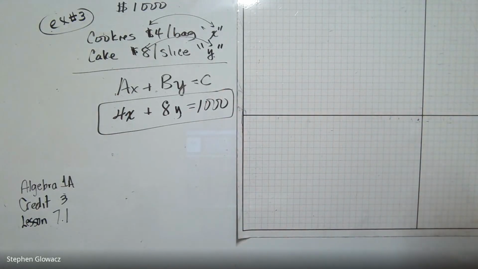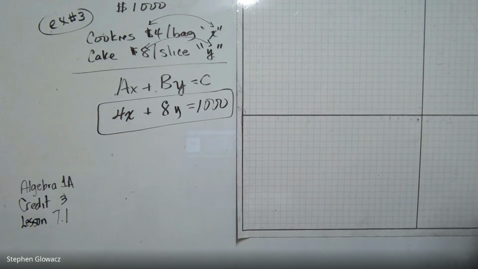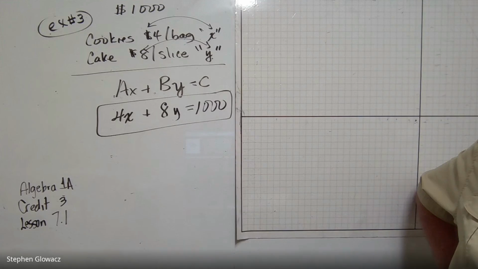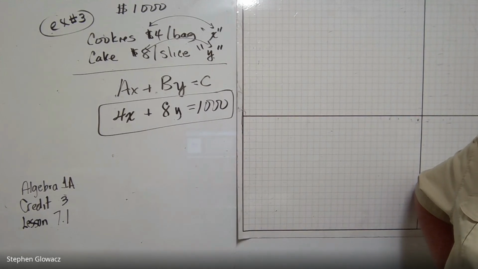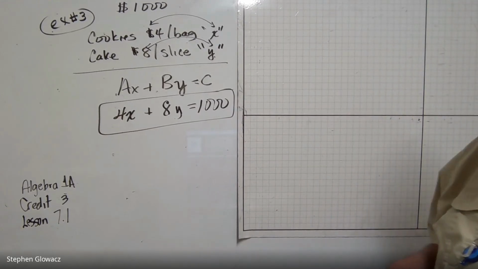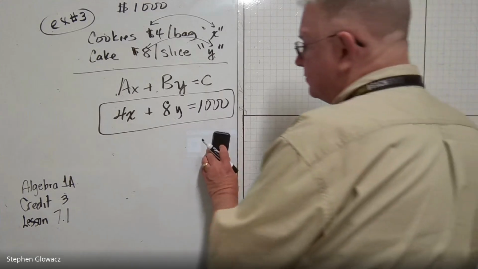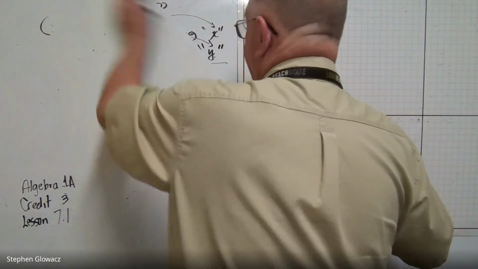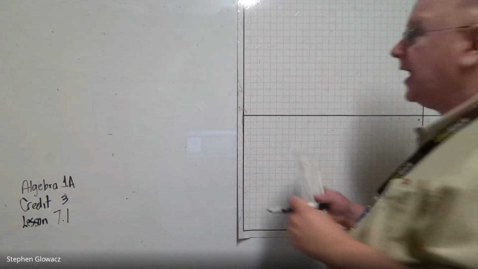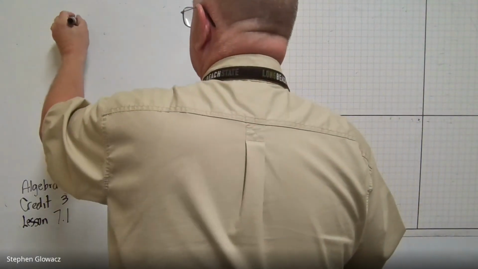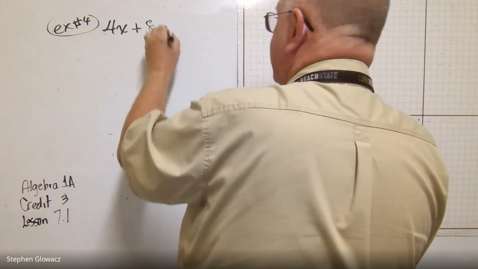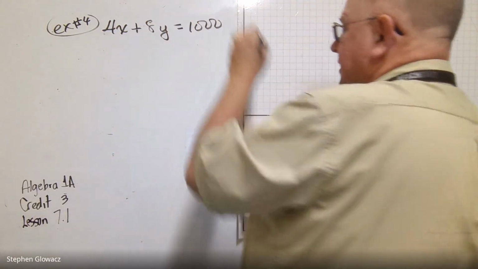Number 4, it says find the X and Y intercepts, then graph the linear equation. Make sure to label both axes with appropriate titles. All right, so let's go ahead and do that. Here we go on number 4. And for number 4, we're going to need that equation up there. So let's remind us what that is. 4x plus 8y equals 1,000 for our example.